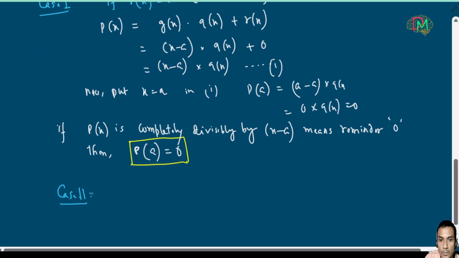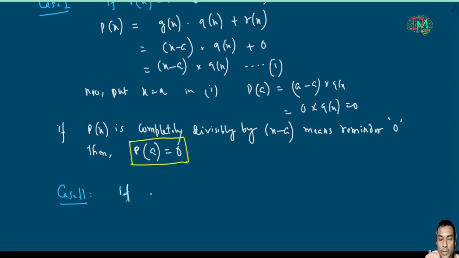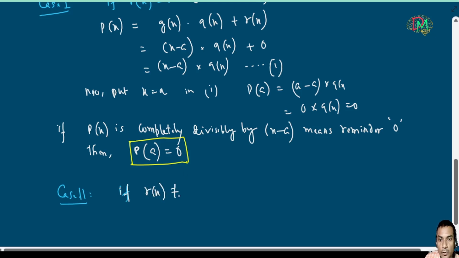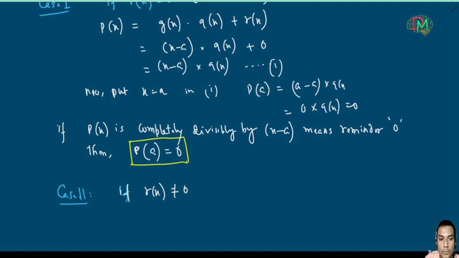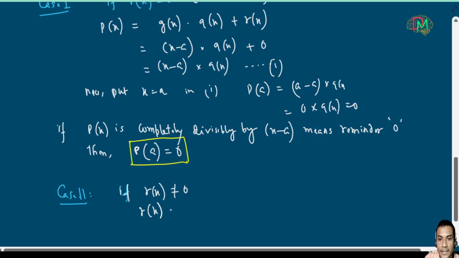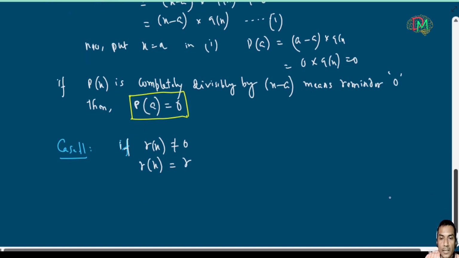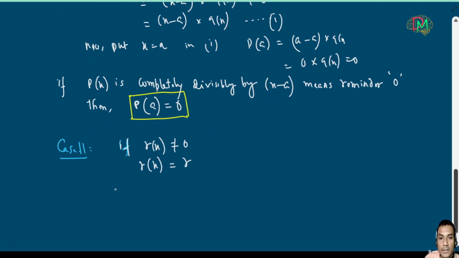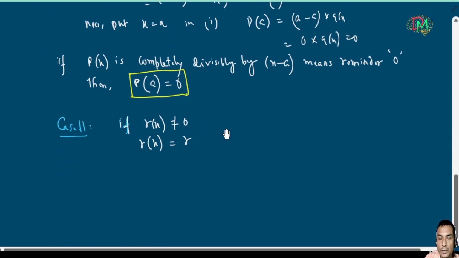Case 2 scenario is, if we can say that P(x) is not equal to 0, meaning R(x) not equal to 0. Clear? Done. So let's assume that R(x) is any real number, that is r is any real number, meaning some value other than 0. Clear? So we can write the same expression as above. First we write down the same expression.